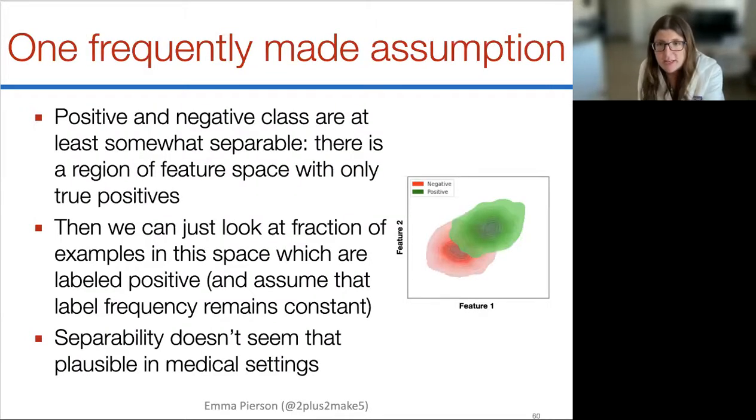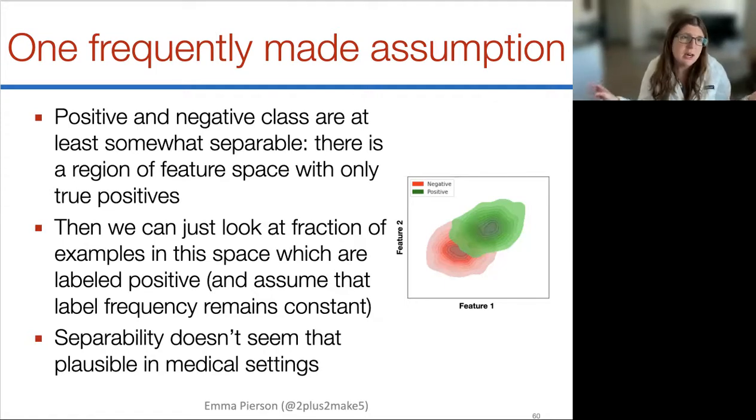One frequent assumption that past work has made is that the positive and negative classes, the true positives and true negatives, are at least somewhat separable. In other words, there is a region of feature space where there are only true positives. The reason this helps is that if you can assume that region exists and that you can identify it, then you can look at what fraction of examples in that region are positively labeled. And if you're willing to make the further assumption that the label frequency remains constant, you can back out the overall label frequency, the probability that a true positive is diagnosed as such, and from that figure out the true prevalence.